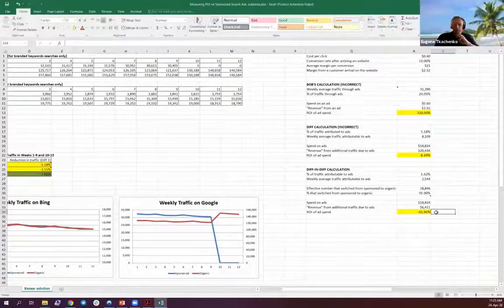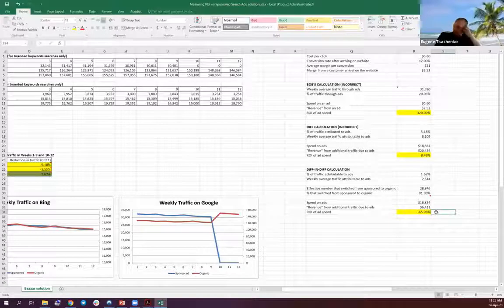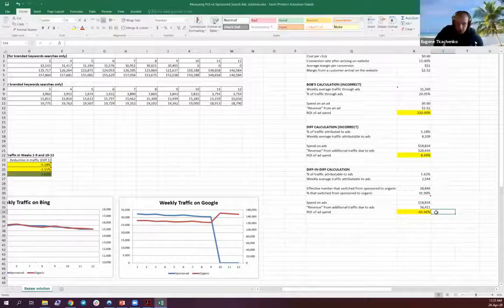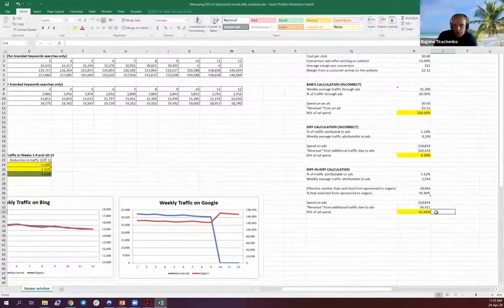But if we say something about overall for both Google and Bing, that would be a slightly different calculation. I see some questions. One second. Do we pay for Google for weeks 10 to 12?